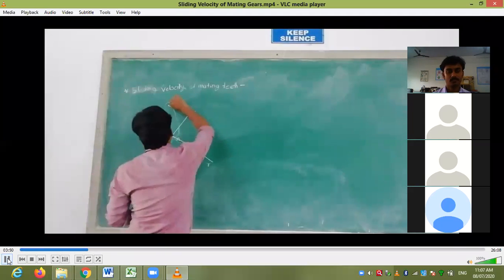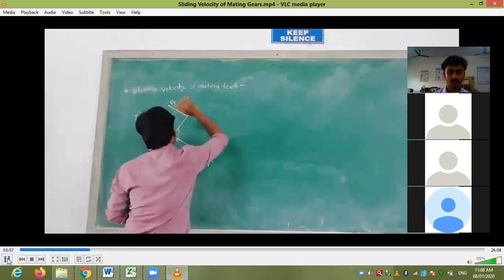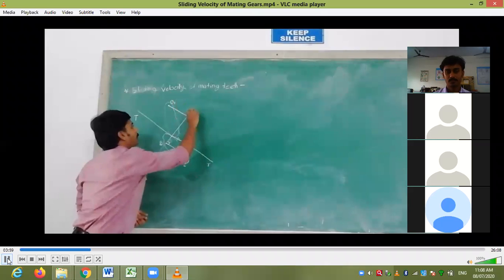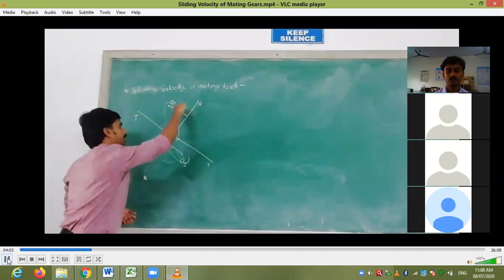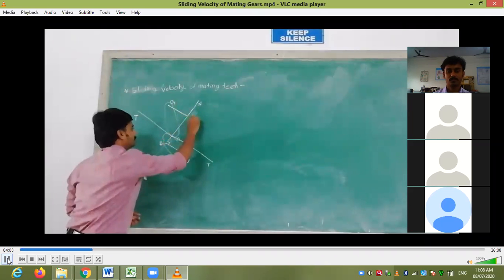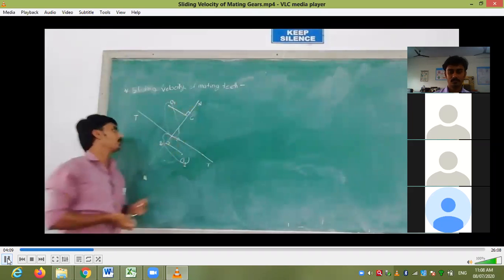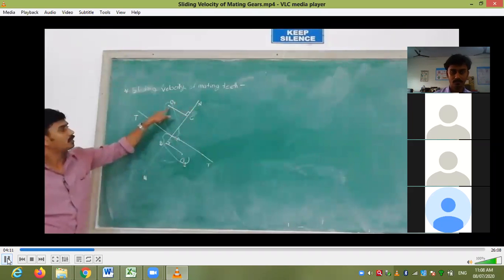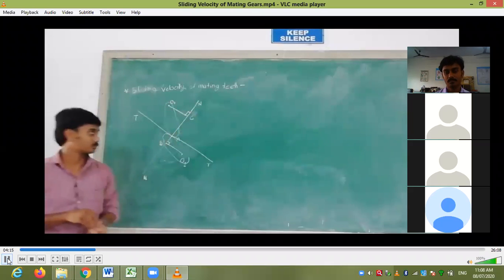Similarly, draw another line from O2 which is perpendicular to NN and obtain the point C. How do we obtain the point C? We draw one perpendicular line from O2 which meets the line NN.